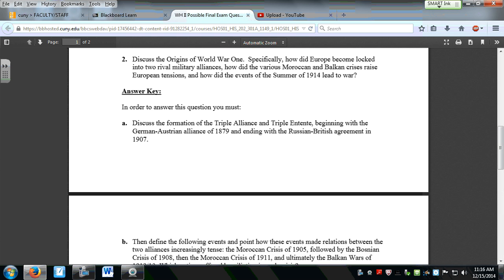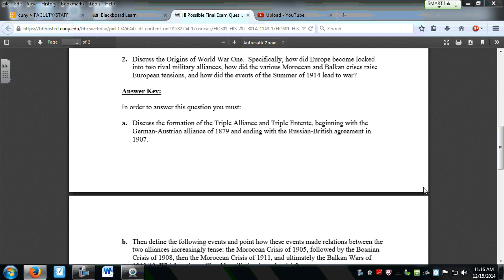The first one, under the answer key, I'm asking you to discuss how did Europe become locked into 2 rival military alliances. So answer key A, discuss the formation of the Triple Alliance and Triple Entente, beginning with the German-Austrian Alliance of 1879 and ending with the Russian-British Agreement in 1907.